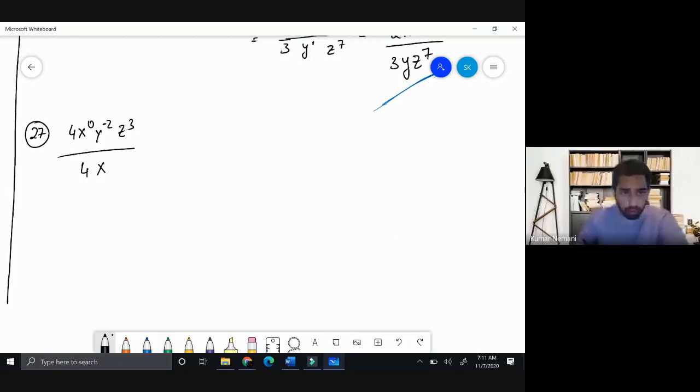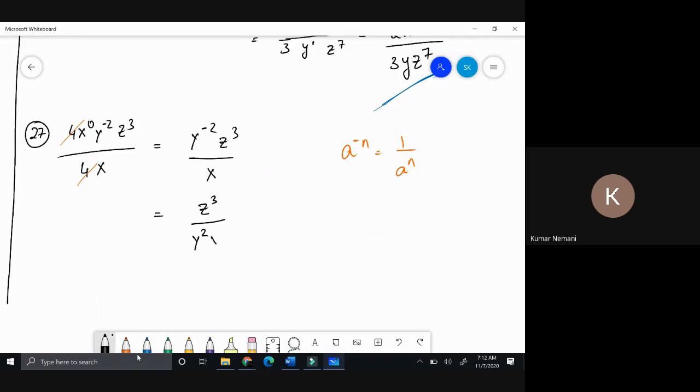Okay, so there are again multiple ways to solve this, but the first thing that you can immediately see and do is strike off the 4's, because they both are equal and they're in the numerator and denominator. x power 0 is nothing but 1, since any number raised to the power of 0 is 1. So remaining is y power negative 2, z power 3 divided by x. Again, we'll be using the formula which says a power negative n is equal to 1 by a power n, and you will be taking y power negative 2 to the denominator, and it becomes z cube divided by y power 2 x. So this is your final simplified answer.